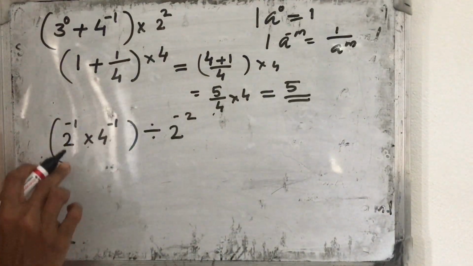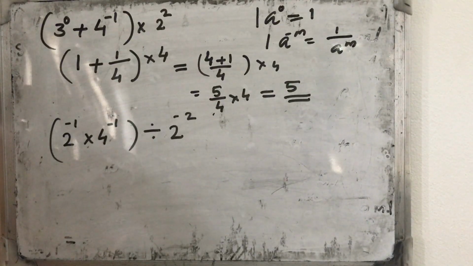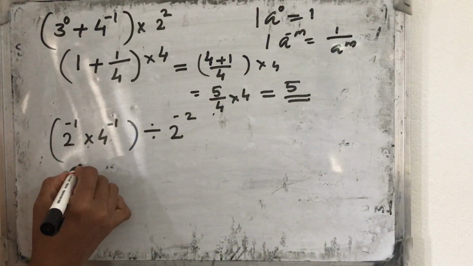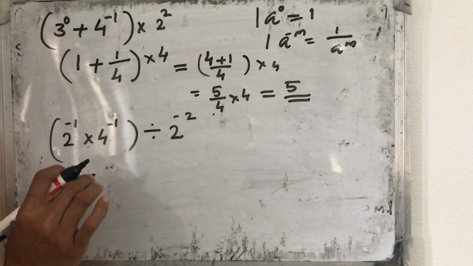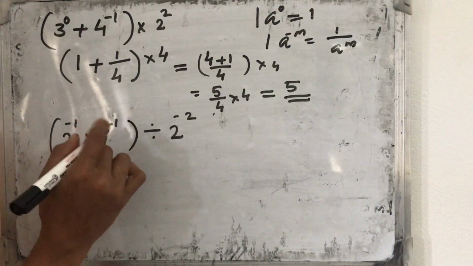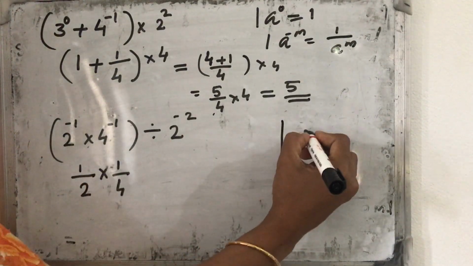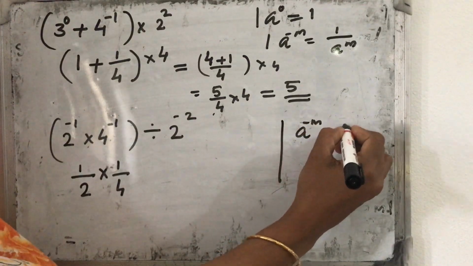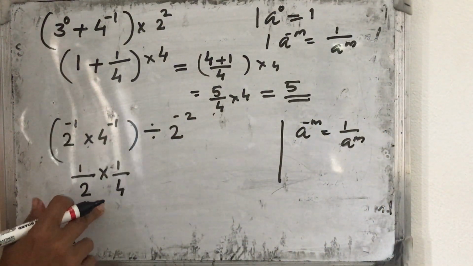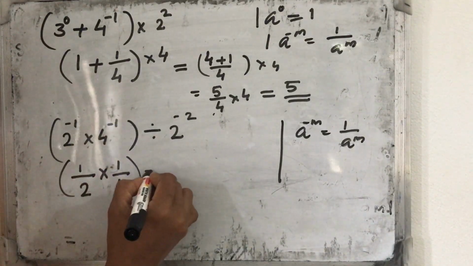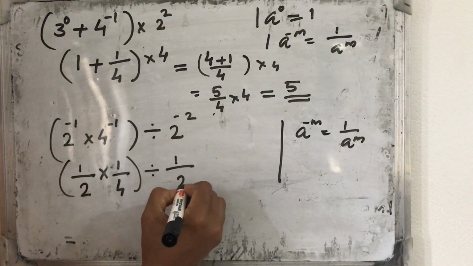Now here, 2 raised to minus 1 into 4 raised to minus 1 divided by 2 raised to minus 2. Okay, so 2 raised to minus 1 we can write as 1 by 2 raised to 1. 2 raised to 1 means 2 itself. Into 4 raised to minus 1 we can write as 1 by 4. Here also we use a raised to minus m equal to 1 by a raised to m. Using that law we wrote this. Divided by 2 raised to minus 2 we can write as 1 by 2 square.